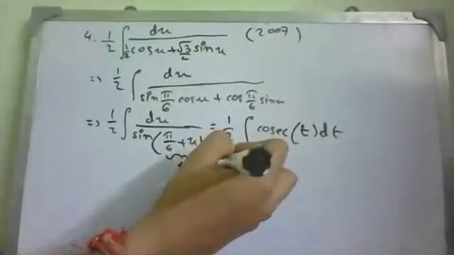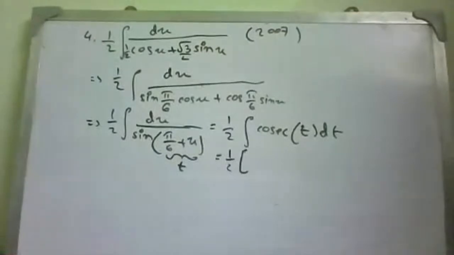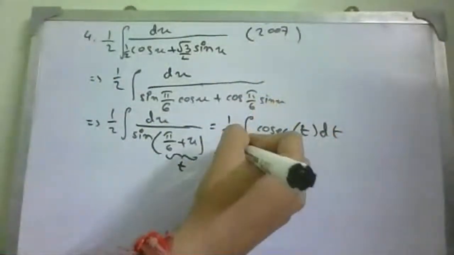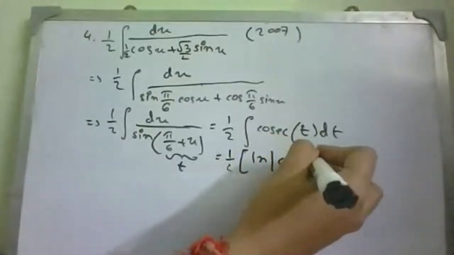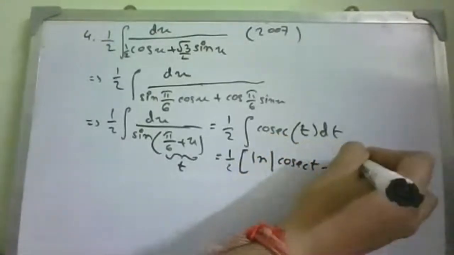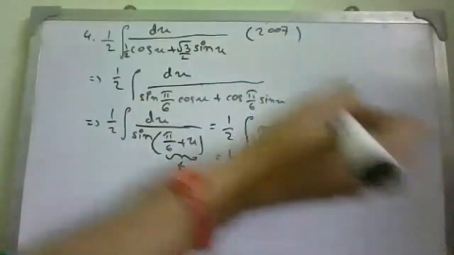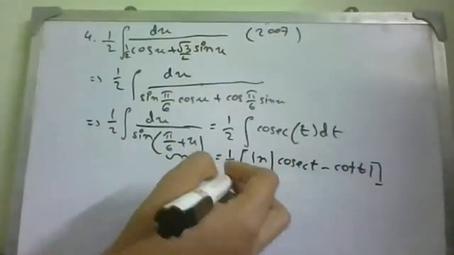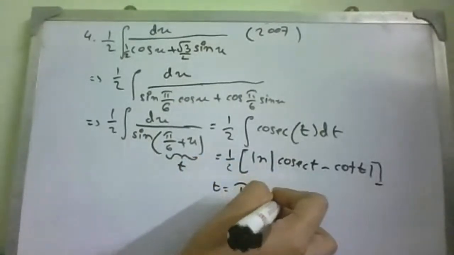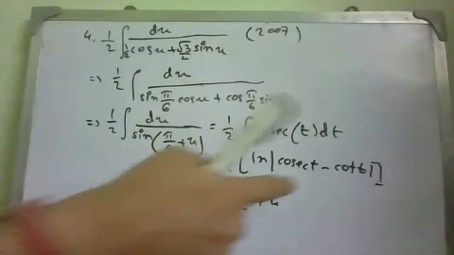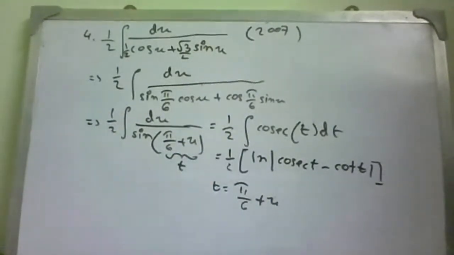And we know that half times the integral of cosec of t. Now what is cosec of t? Integral of cosec of t is nothing but natural log of cosec of t minus cot t. And what is t over here? T over here is pi over 6 plus x. I'm not writing this thing again because it will turn a bit messy, but let's keep it over here.